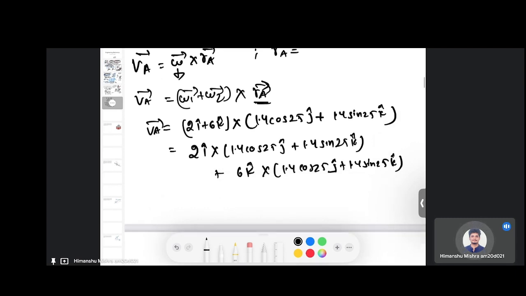Right, we just follow the property of a vector. So now we can take the cross product. This bracket quantity can be written as 1.268j plus 0.591k. So basically you are taking the cross product with this quantity.